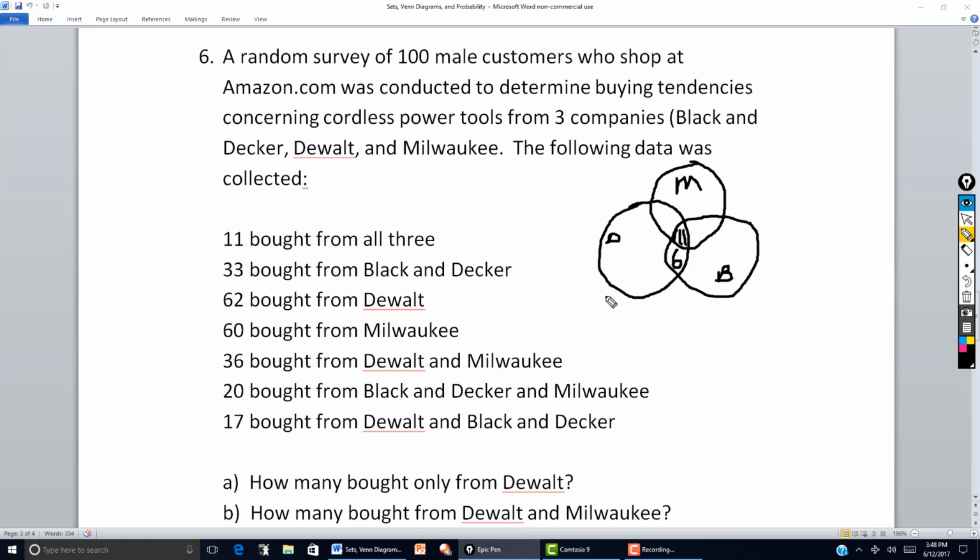The next one, 20 bought from Black & Decker and Milwaukee. That would be this area right here, the intersection of Milwaukee and Black & Decker. And 11 is already filled in right here because of the intersection of all 3. So these 2 have to add up to 20. So this should be 9.